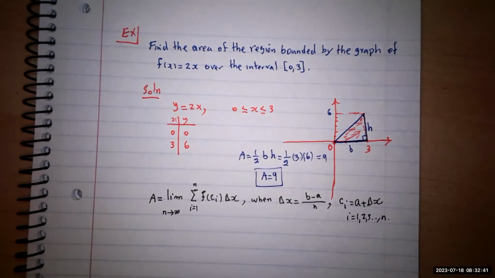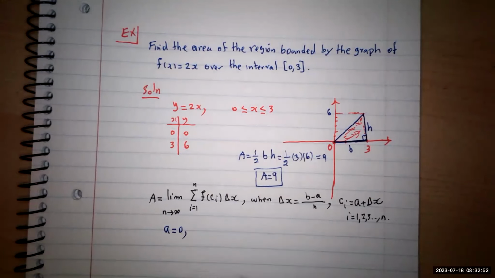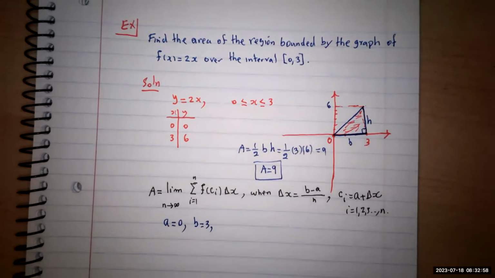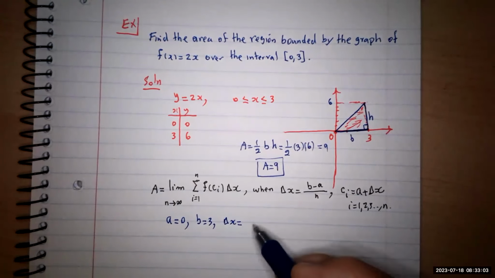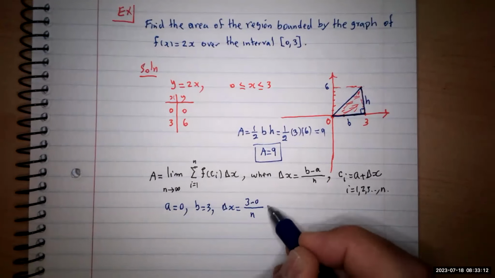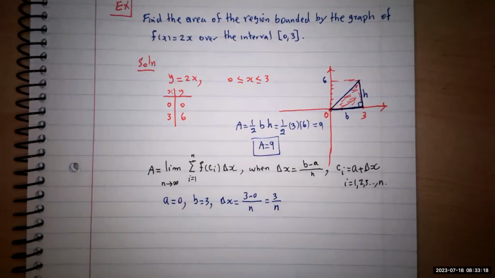The way we're going to use it, we start with the delta x first. So a and b: a is the smaller number, b is the bigger one. a is equal to 0, and b is equal to 3. Then we go on to find the delta x. So the delta x is going to be 3 minus 0, divided by n, which is simply 3 over n. So that would be the delta x.